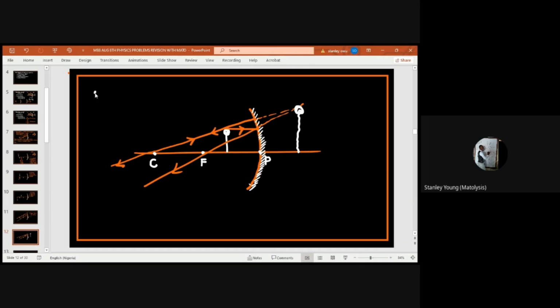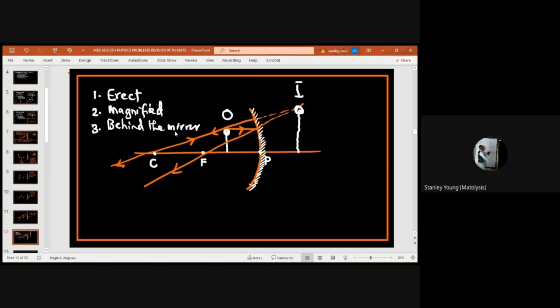Let's first talk about the orientation. If you compare the image to the object, you would realize that the image is standing upright as so. So the image is upright, or you use the word erect. Number 2, let's talk about the size of the image. The image is bigger than the object, so we say it is magnified. Let's talk about the positioning. It is formed behind the mirror.